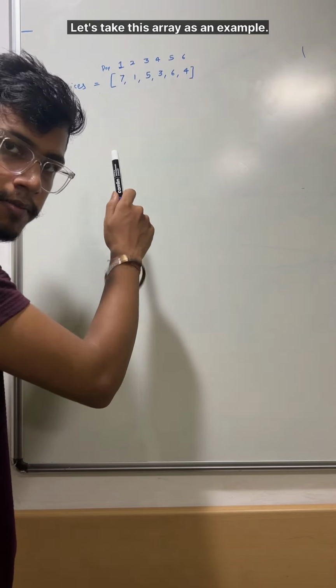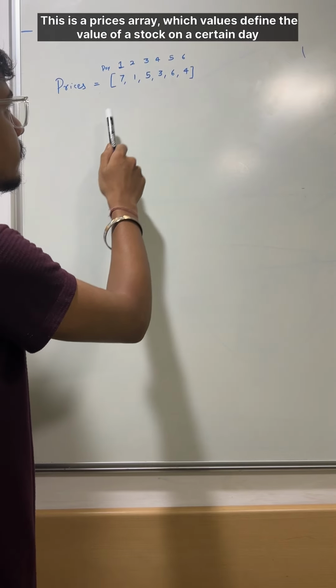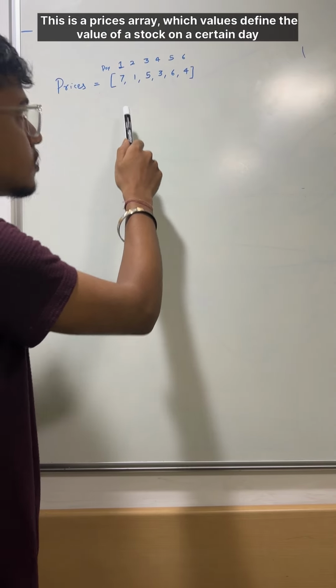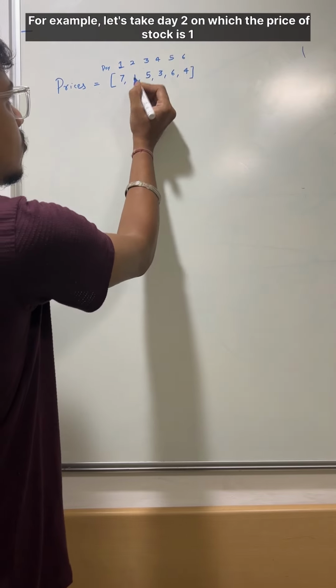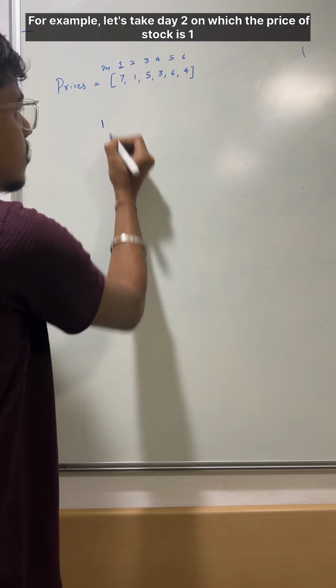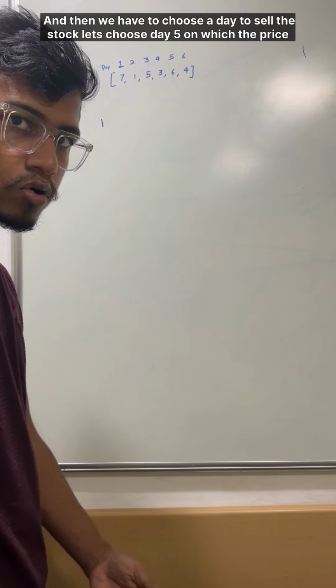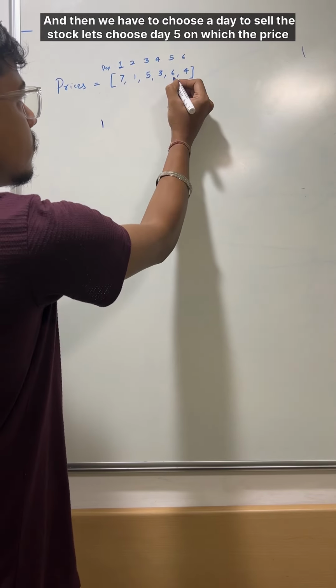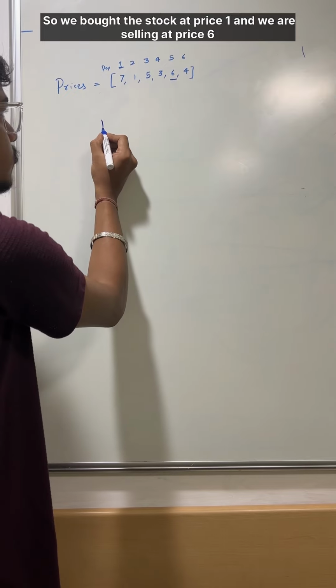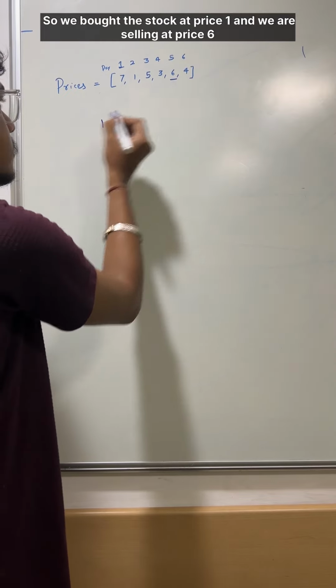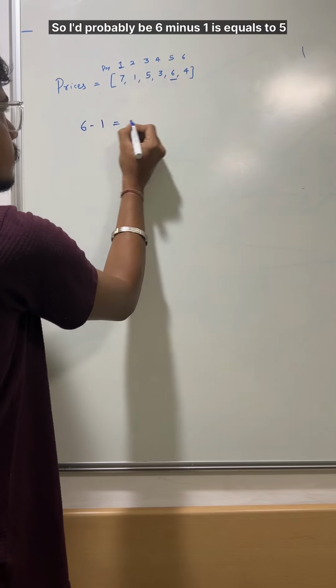Let's take this array as an example. This is a prices array, whose values define the value of a stock on a certain day. We have to choose a day to buy a stock. For example, let's take day 2 on which the price of stock is 1. And then we have to choose a day to sell the stock. Let's choose day 5 on which the price of stock is 6. So we bought the stock at price 1 and we are selling it at price 6. So our profit will be 6 minus 1 equals 5.